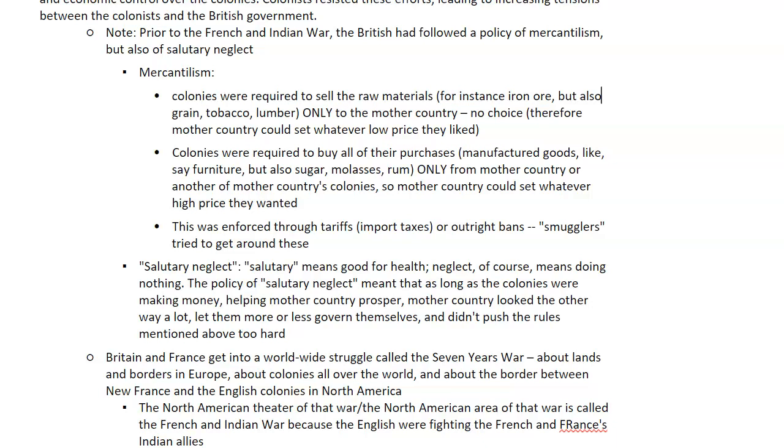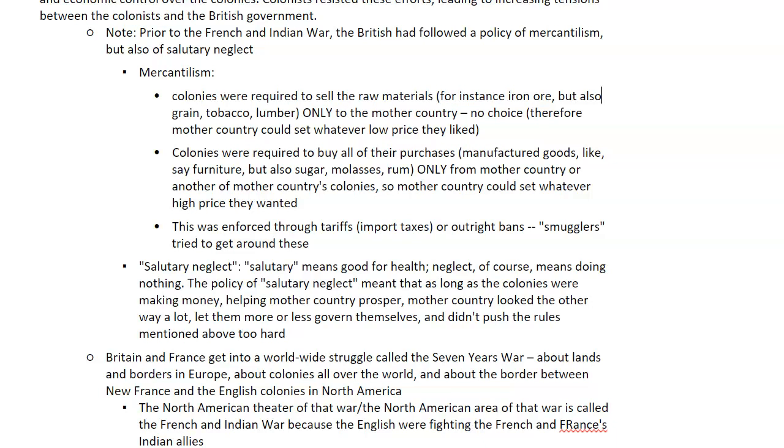Therefore, England could set whatever price they wanted. If you're in Massachusetts and you want to buy tea, sugar, rum, you could only buy it from mother country, England, or from one of England's colonies, which meant England set whatever price they wanted on it. So the colonists really were kind of screwed by mercantilism. This was enforced through tariffs. Tariffs, remember, are import taxes, or outright bans on importing. And smugglers were the people who tried to get around these.